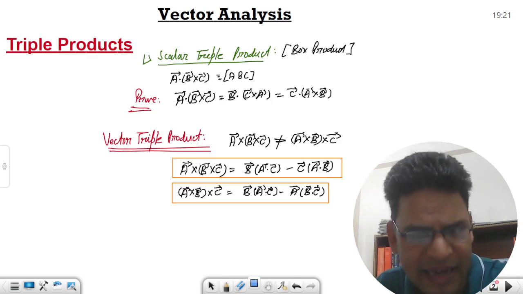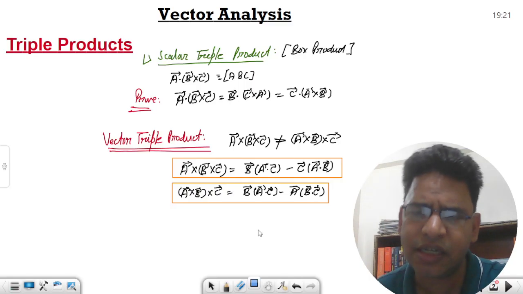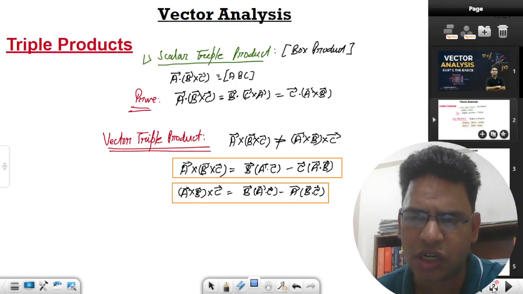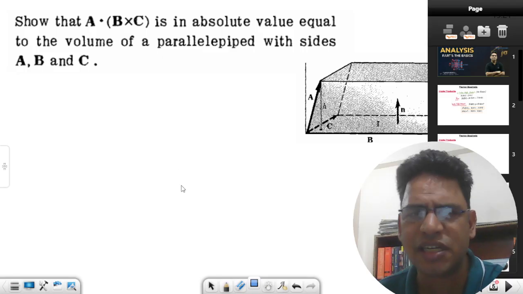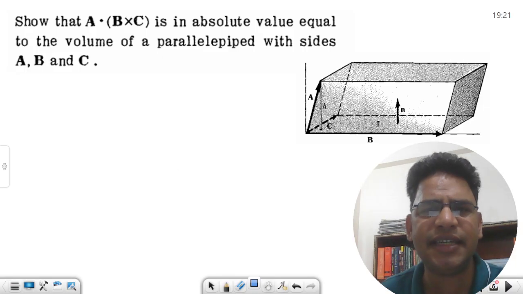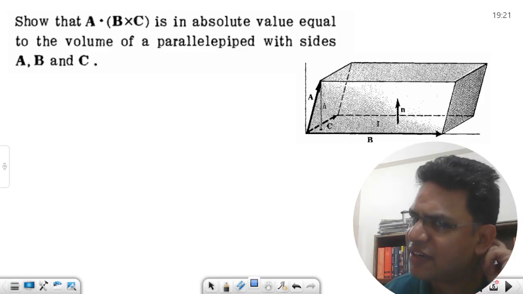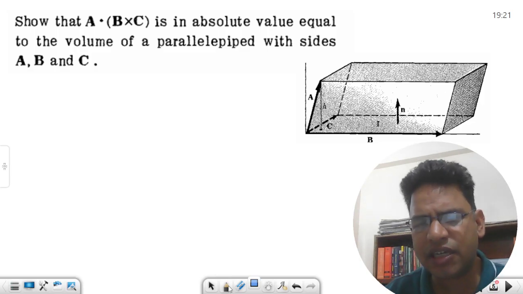Now, having said all those things, those premises, we are going to start to solve questions so that we can have good hands-on experience, right? So if you talk about the first question, this is the idea: A dot B cross C, in absolute value, is equal to the volume of the parallelepiped with sides A, B, C. If they are its edges, try to understand carefully.